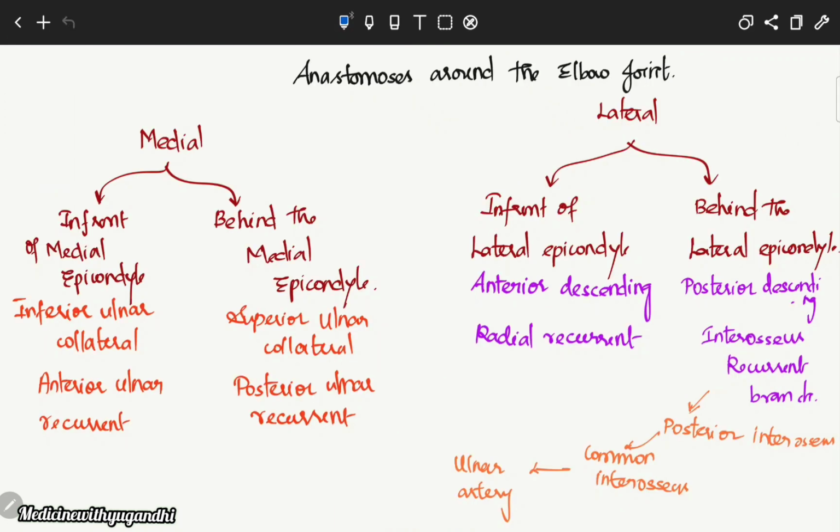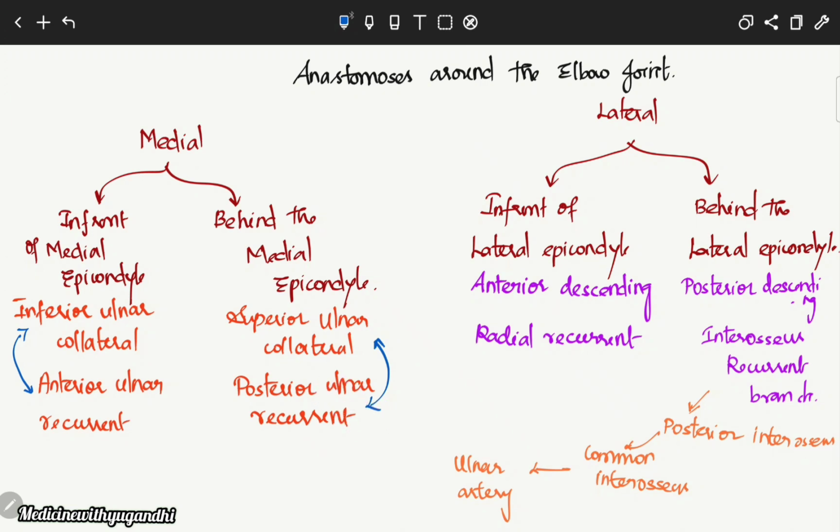So once again I am repeating without the pictorial representation. On the medial side, in front of the medial epicondyle, the inferior ulnar collateral branch from the brachial artery anastomoses with the anterior recurrent branch of the ulnar artery. And on the medial side, behind the medial epicondyle, the superior ulnar collateral branch of the brachial artery anastomoses with the posterior ulnar recurrent branch of the ulnar artery.